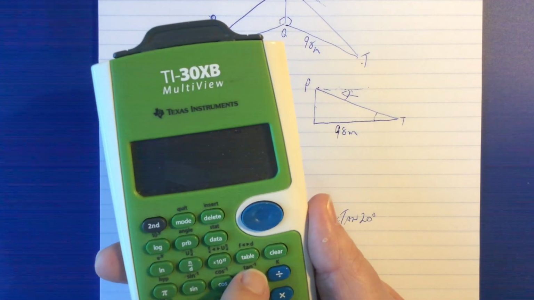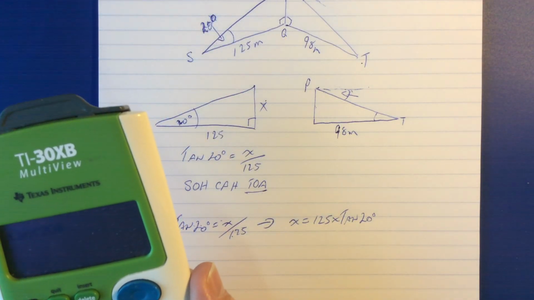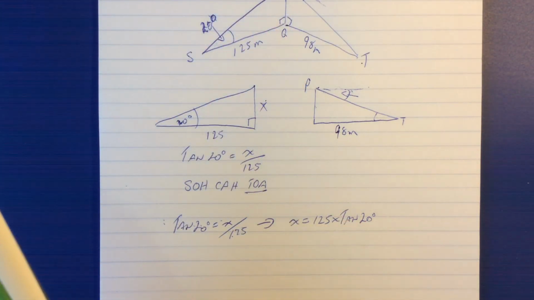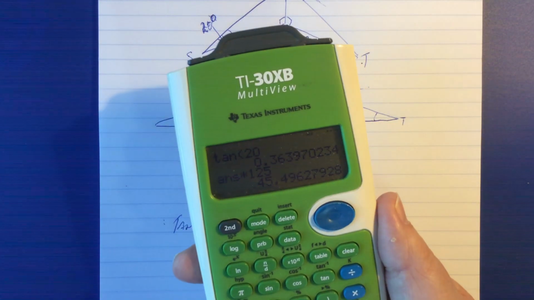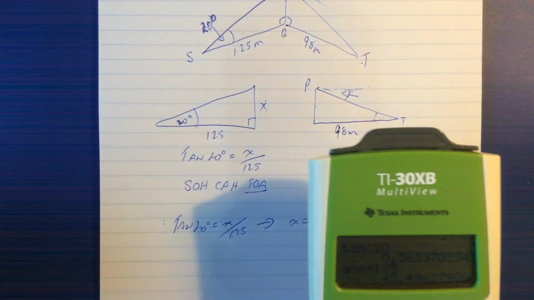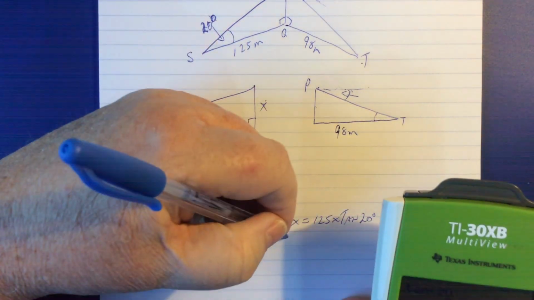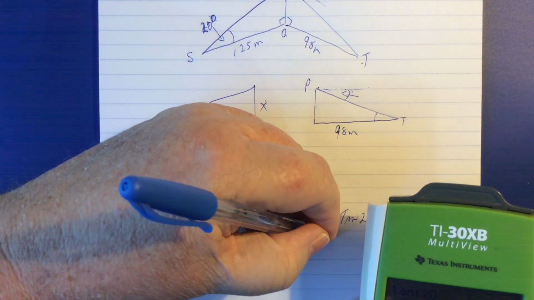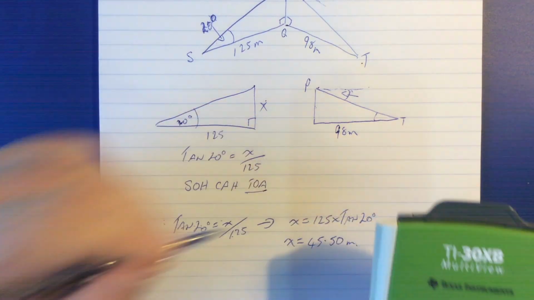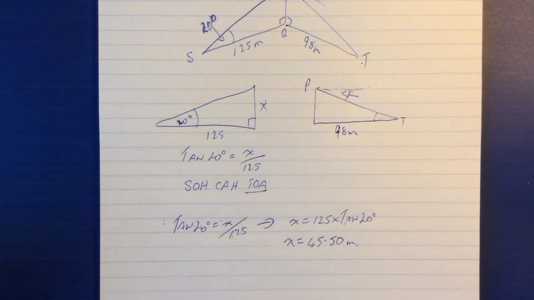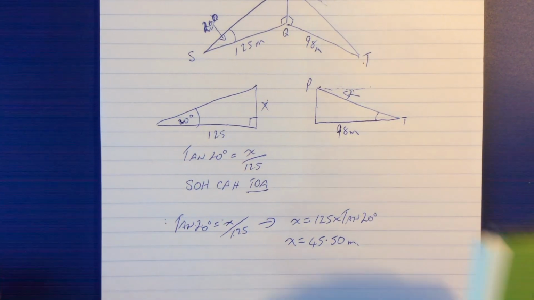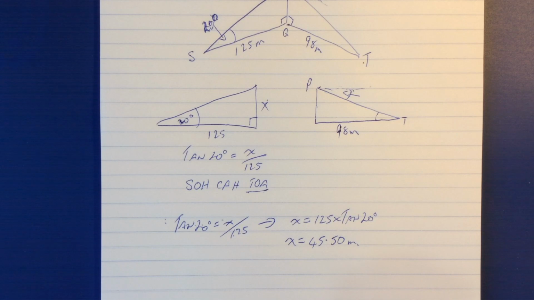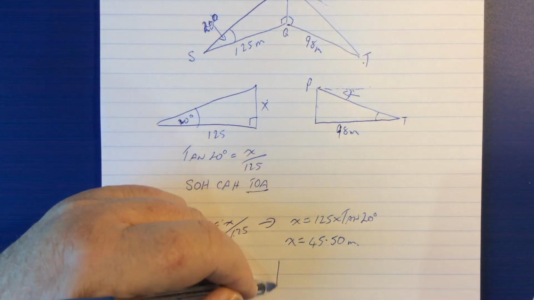Okay, so let's find the tangent of 20 and multiply it by 125. So, tangent button on the calculator, 20, that gives us a value, and I'm going to multiply that by 125, and that gives us 45.496. Look, we'll say that x is equal to 45.50 meters. This is about method more than accuracy, but I am, please note, going to keep all these decimals in the calculator.